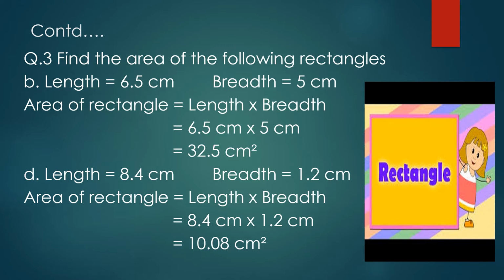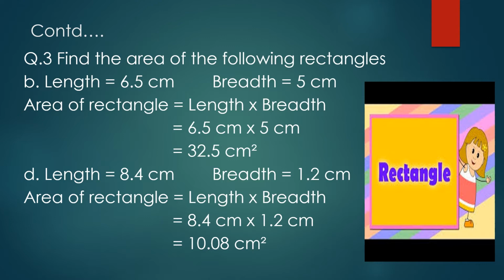Now let's see question number 3, the easy one that we all know and we all can do. Question 3 is find the area of the following rectangles. The length is given 6.5 centimeters and breadth is 5 centimeters. And the area of a rectangle is length into breadth. So it is equal to 6.5 centimeters, which is length, into 5 centimeters, which is breadth, and that's how it is equal to 32.5 centimeter square unit. Remember for area.